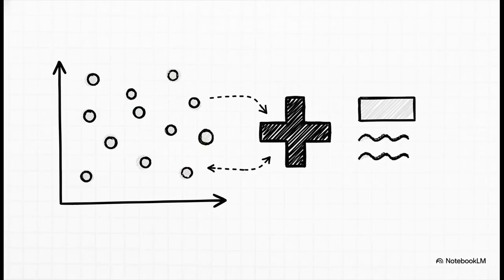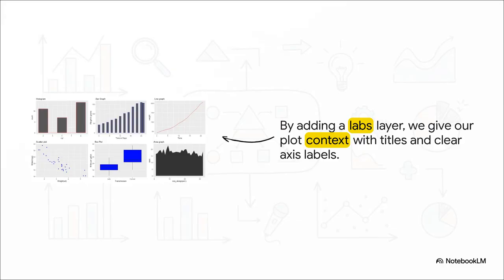But a good story needs a little more context, so we can add another layer. Think of it like adding more detail to our sentence. Here, we're just adding a labs layer to give our plot a title and make the axes labels way clearer. And there you go. It's the same plot, but now anyone can look at it and know exactly what they're seeing. The best part? We didn't have to start over or redraw anything. We just added another layer of information on top. This is the magic of the system, building powerful graphics from these simple, stackable layers.